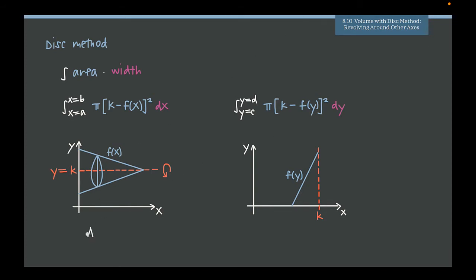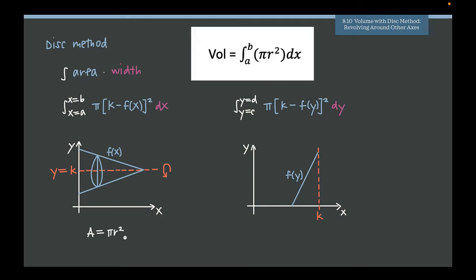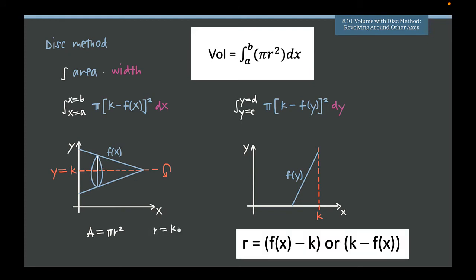Well, the area of a disk is pi r squared. That's the area of a circle. So what's the radius? The radius is this value right here. It's defined between f of x and k. So we can define the radius as k minus f of x, or as f of x minus k. So we plug that in here and we say that the area of the disk is pi times k minus f of x quantity squared. That is the area of this whole disk here. And we see that up here as the area.